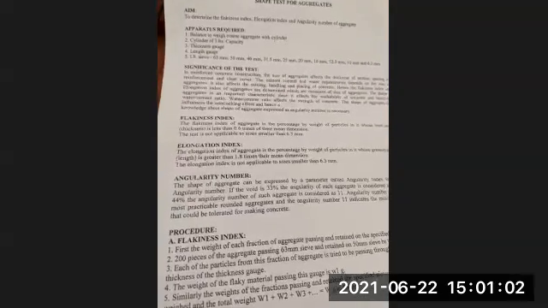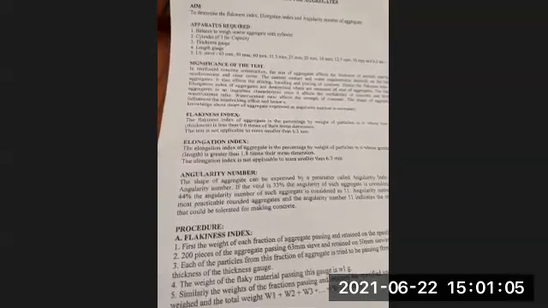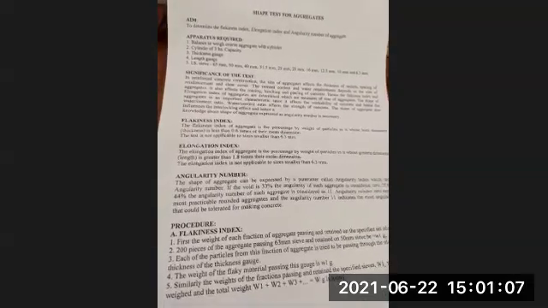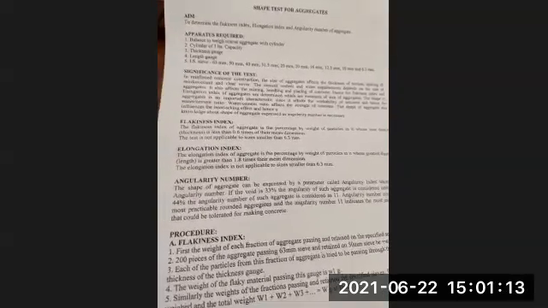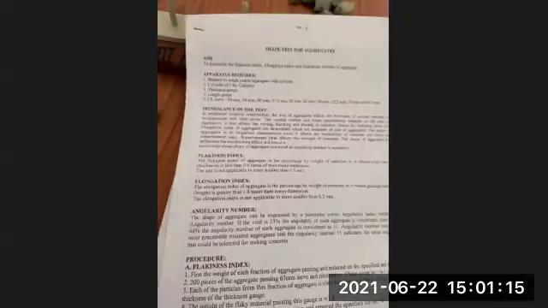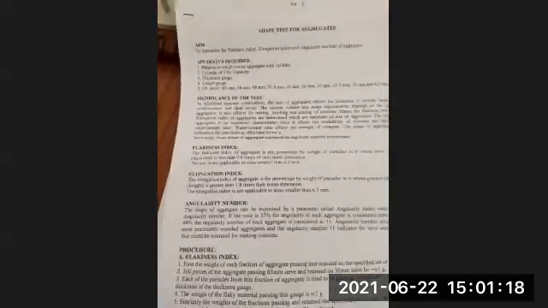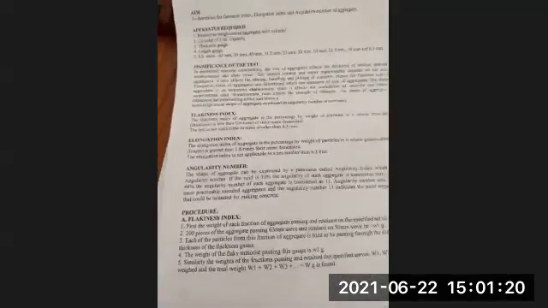Specification of the test I already mentioned. Flakiness index I already mentioned. The flakiness index of aggregate is the percentage by weight of particles whose least lateral dimension is less than 0.6 times their mean dimension. Elongation index is for particles whose length is greater than 1.8 times their mean dimension. Angularity number varies from 0 to 11.